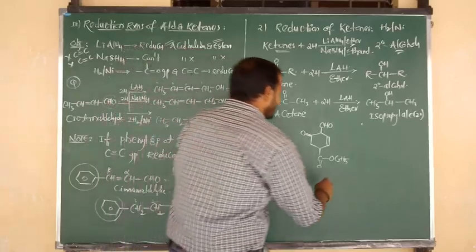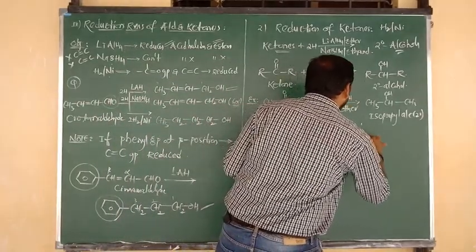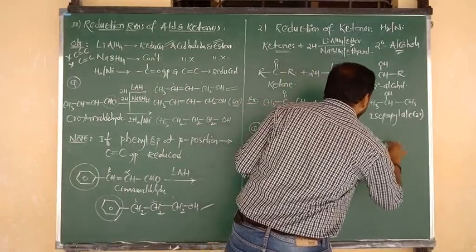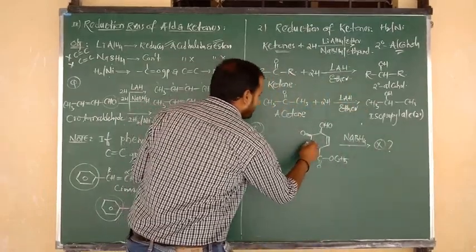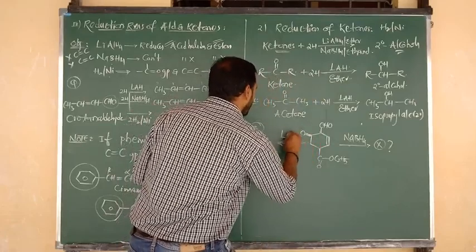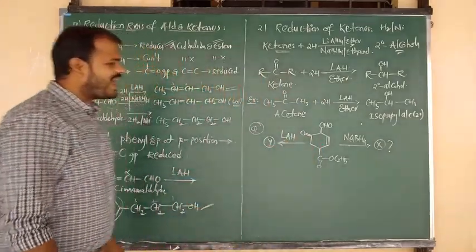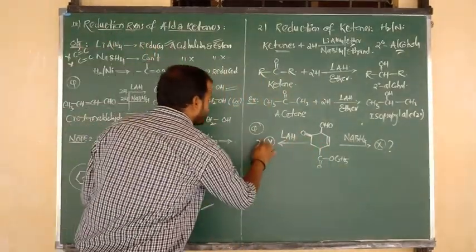Okay, right. So upon reduction with sodium borohydride, it gives the product X. And upon reduction with lithium aluminum hydride, it gives the product Y. So find X and Y. This is your question.